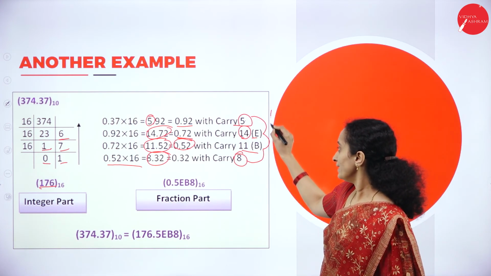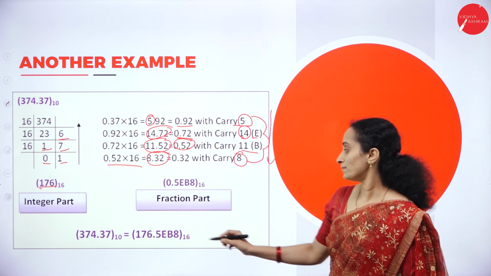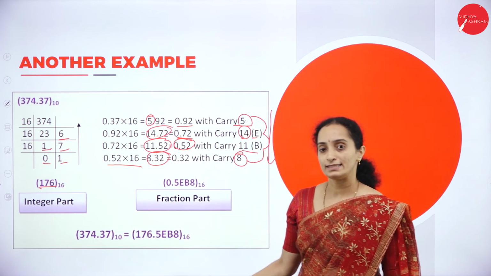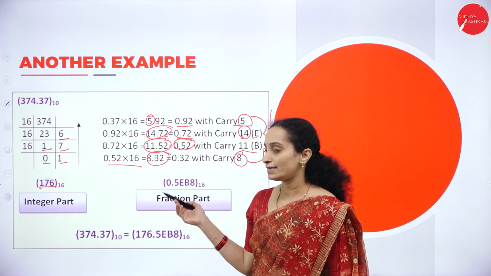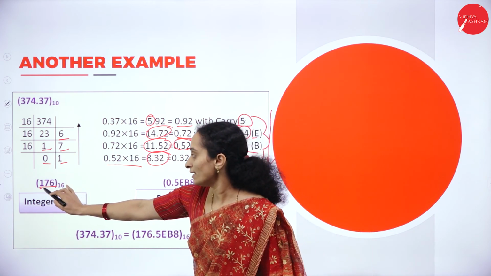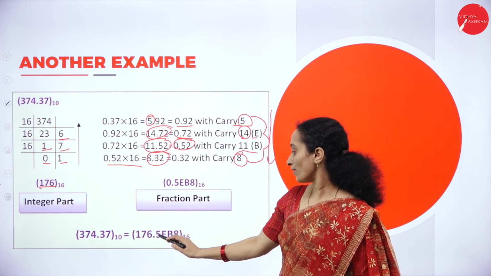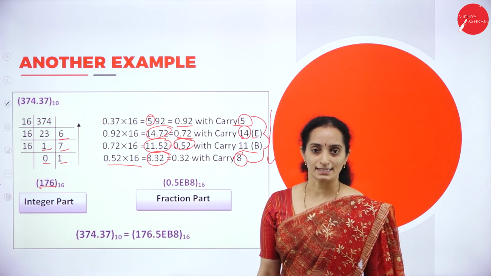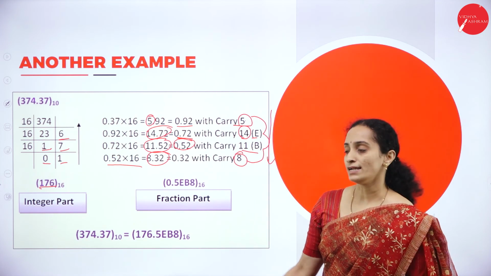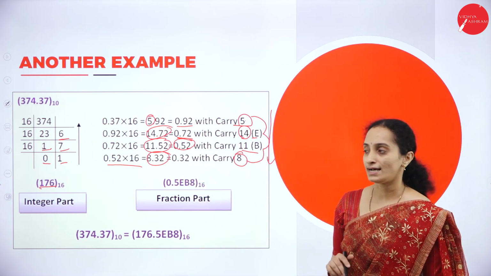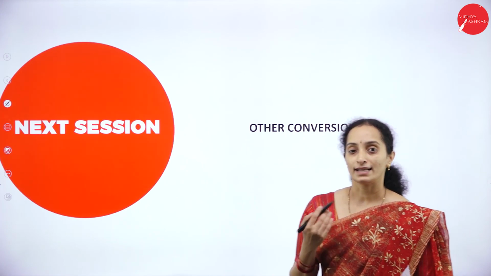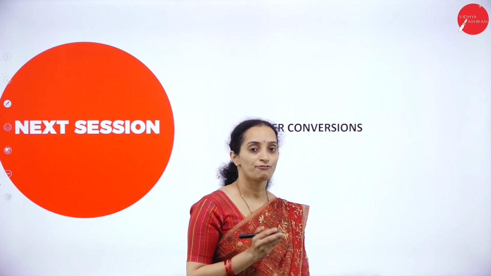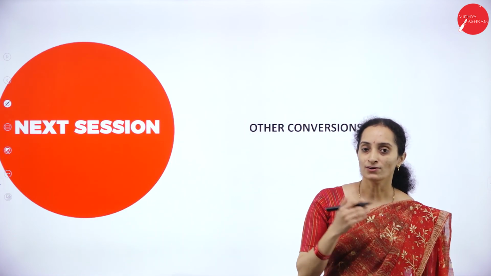5EB8 from top to bottom. Final result will be: 374.37 to the base 10, when converted to 16, results in 176.5EB8 to the base 16. This is about conversion from decimal to hexadecimal. In the next session, we will be carrying out other conversions, that is from other bases to decimal.